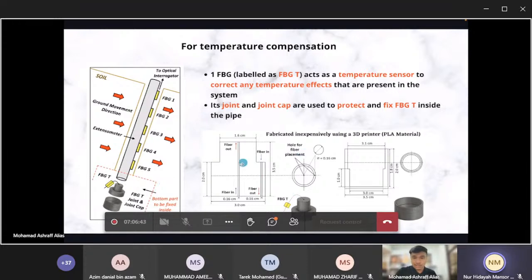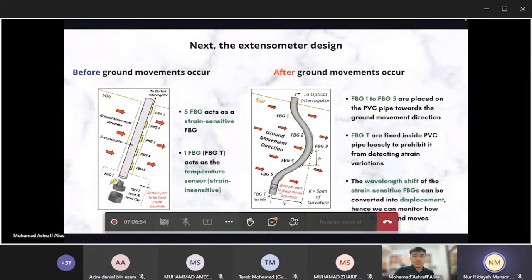This is basically the schematic of the design here. This is the FBGT joint. This is its cap. Okay. So for the extensometer design, you have seen this diagram just now. This is before the ground moves, in which the 5 FBGs act as strain-sensitive FBGs. Then FBGT here is placed inside the pipe and acts as a temperature sensor. The function of the temperature sensor here, FBGT, is to correct any temperature effects that occur inside the system.